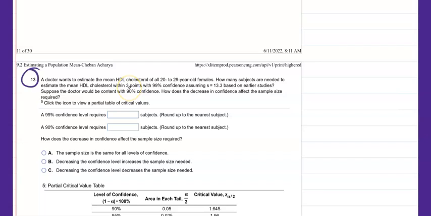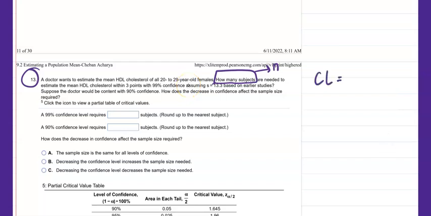Question number 13. Question number 13 is about finding sample size. So let me read the question. The doctor wants to estimate the mean HDL cholesterol of 20 to 29 years old females. How many subjects are needed? That means what's the value of n? To estimate the HDL cholesterol within 3 points with 99% confidence, assuming s equals 13.3 based on an earlier study. So here you have a couple of pieces of information.